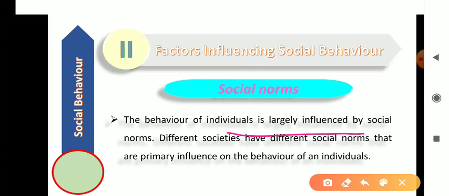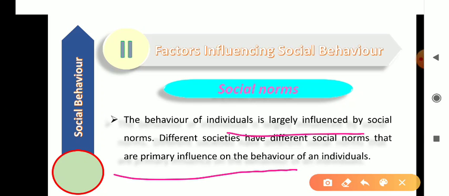Social norms, we can say, are rules or regulations present in our society that influence our behavior. Different societies have different social norms that are a primary influence on the behavior of individuals, isn't it? When a child is born, after some time that child starts to interact with others in the society.